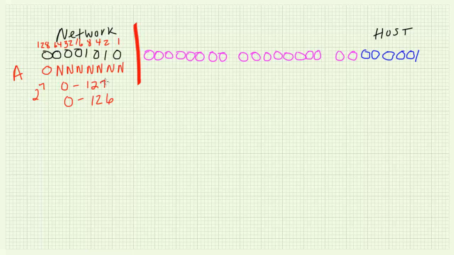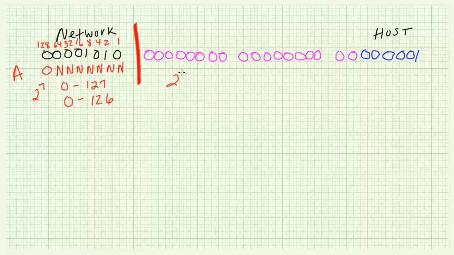And as we just said, 127 is reserved for loopback testing. So 0 through 126, that's our Class A network range. Now with respect to host addresses, this is a 32-bit binary number here. We've got 8 bits we've taken care of, so that leaves 24 for host addressing.